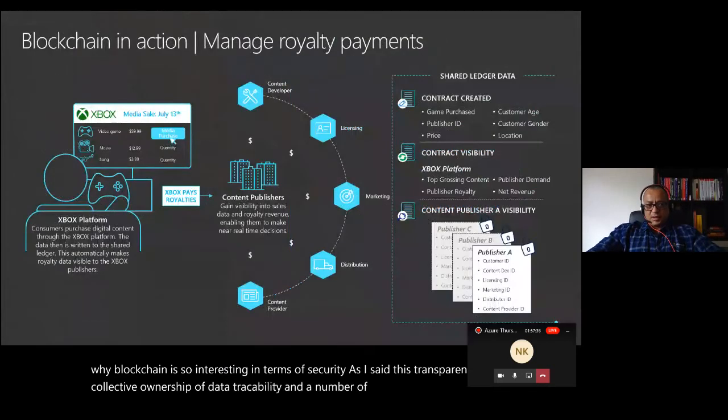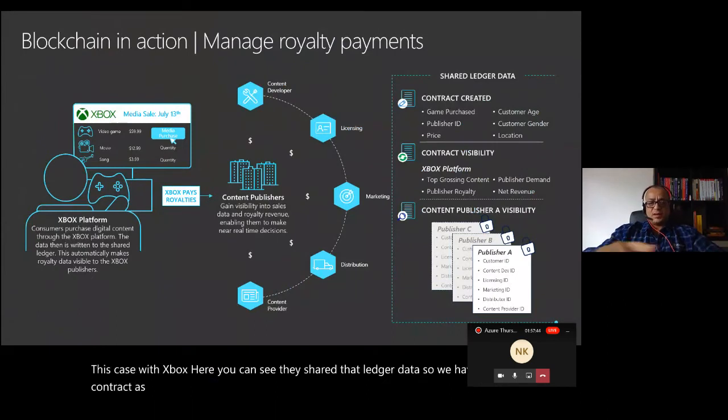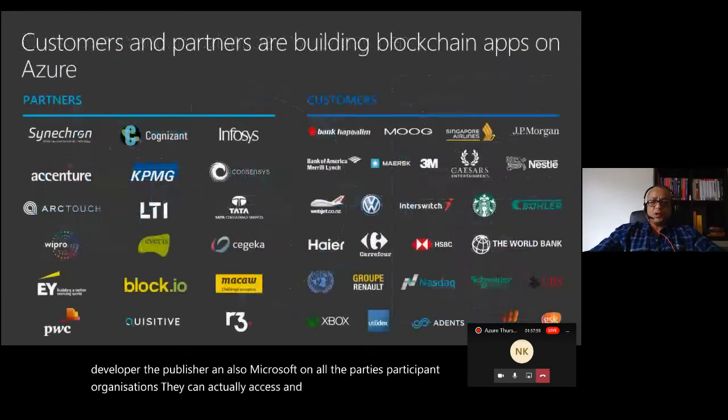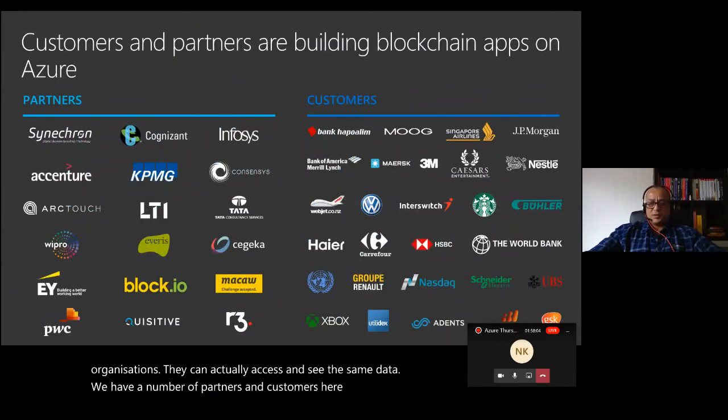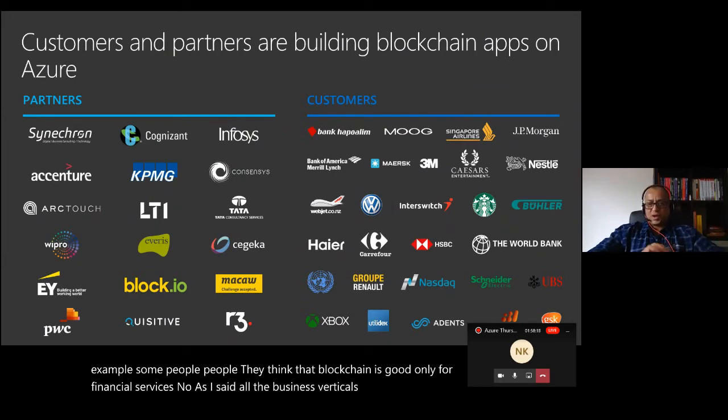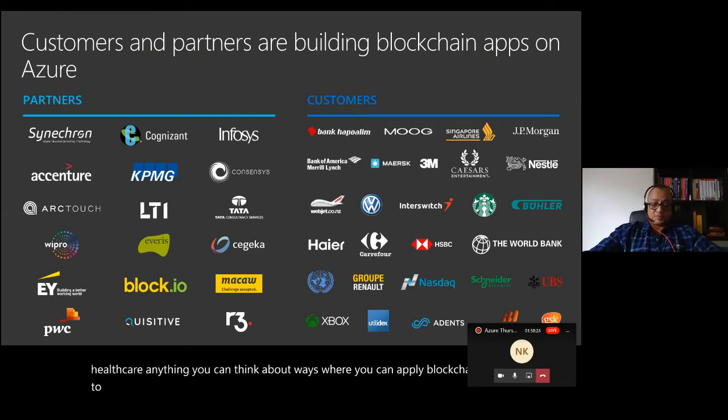In this case with Xbox, you can see they shared that ledger data, so we have a contract as the given asset. Then you can give visibility to the content developer, the publisher, and also Microsoft. All the participant organizations can access and see the same data. We have a number of partners and customers with solutions here: airline companies, banks. And one mistake some people make is thinking that blockchain is good only for financial services. No, as I said, all business verticals and market niches, healthcare, anything you can think of, have ways where you can apply blockchain to improve and expedite business processes.